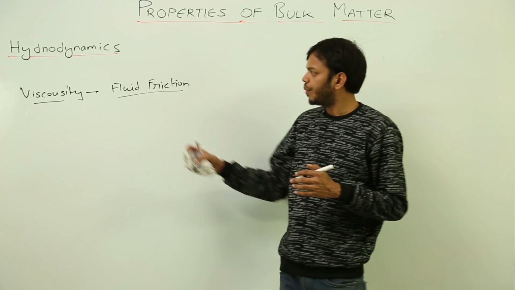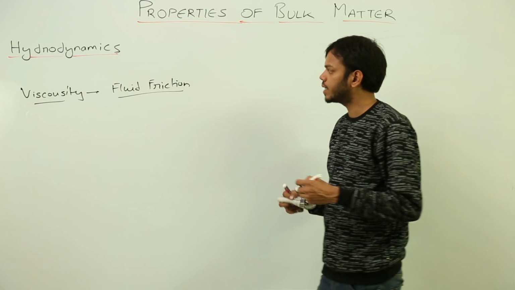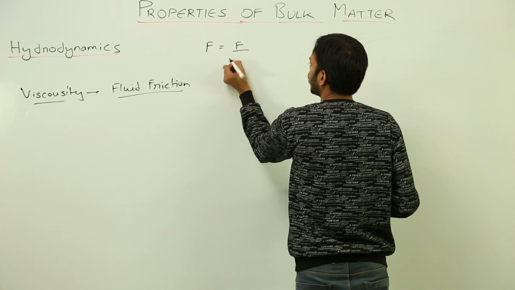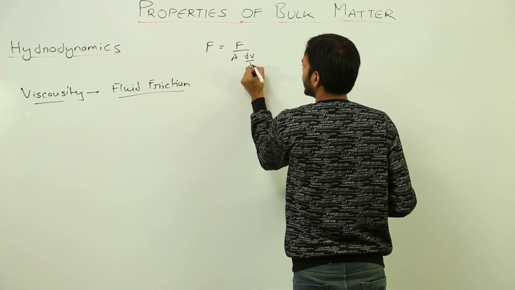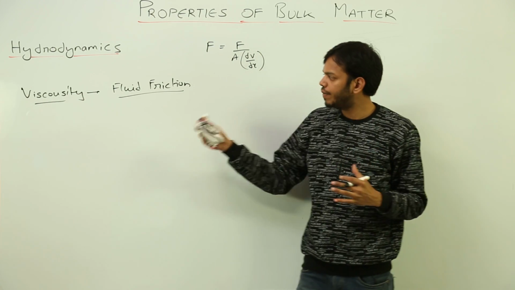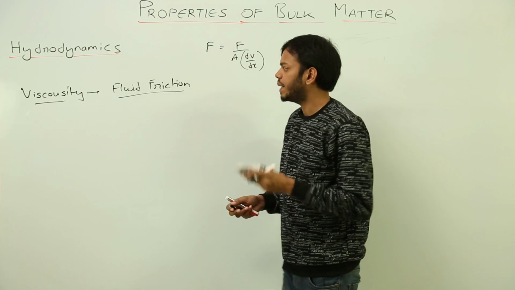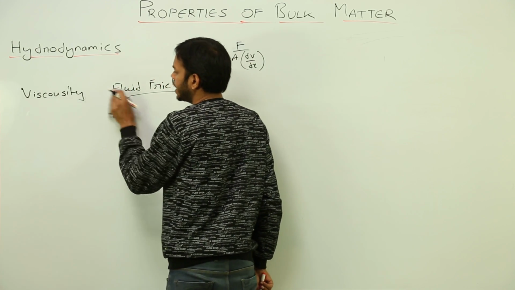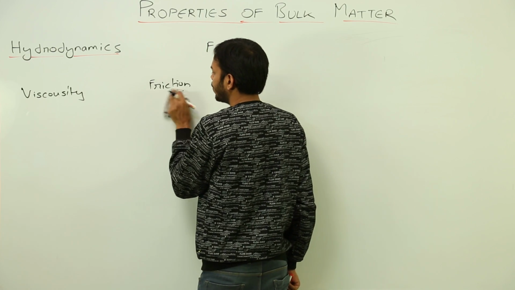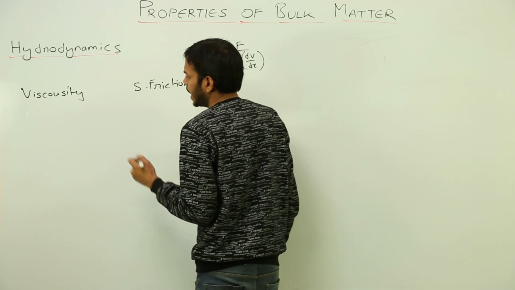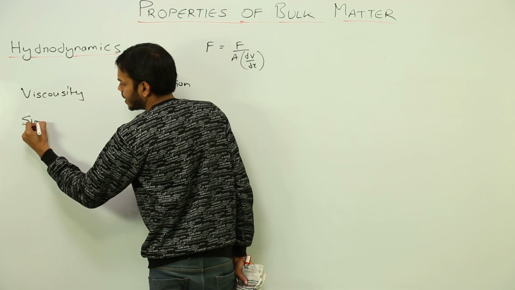Now we have just discussed that viscosity has this formula, F is equal to η A dv/dx, right? Also, we have stated viscosity as fluid friction, but what are the similarities or differences between viscosity and solid friction? Okay, let's talk about similarities first.